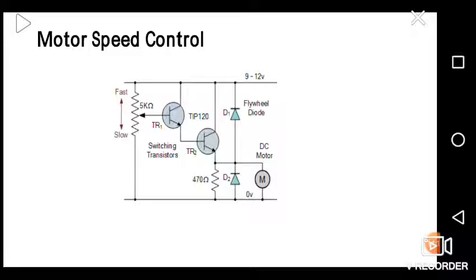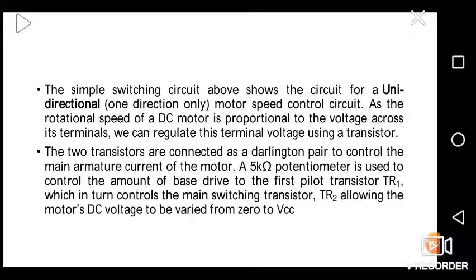Motor speed control circuit is shown in the diagram. Transistors are connected in Darlington pair. Flywheel diodes are used. A simple switching circuit shows the above circuit for unidirectional motor speed control.